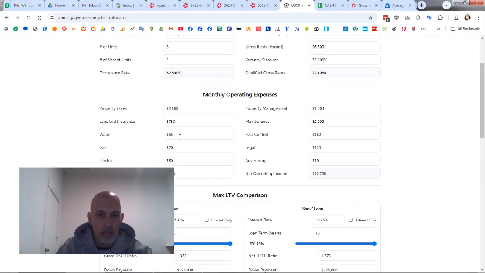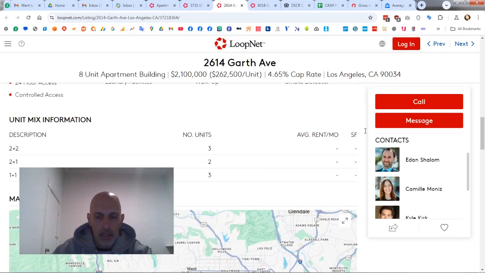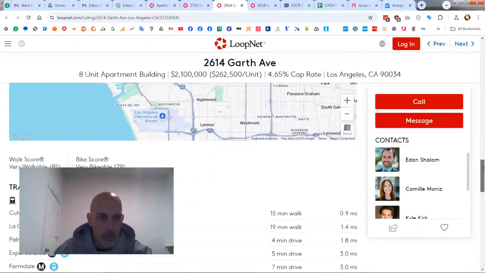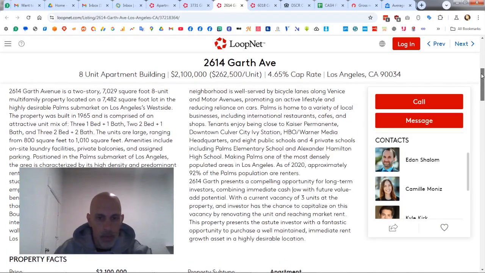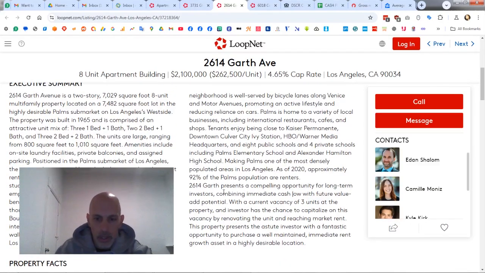Property taxes. Now here is the other thing about this building. Let's see what they say about meters and utilities. You've got on-site laundry facilities, so that means you have to pay for that electricity and water and all those things.